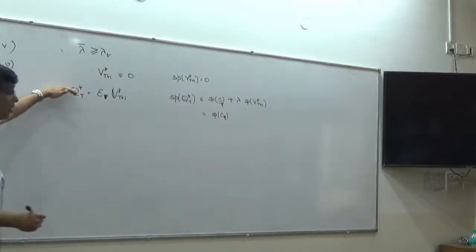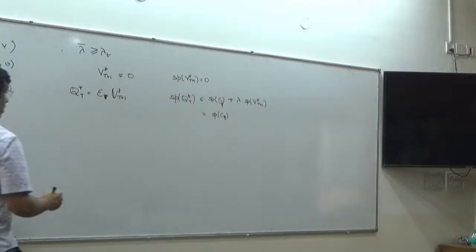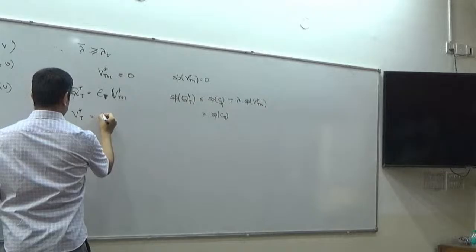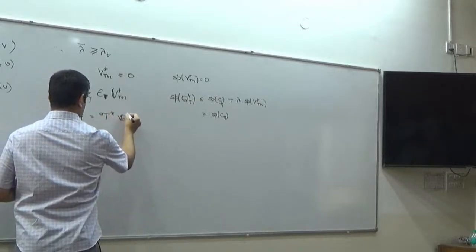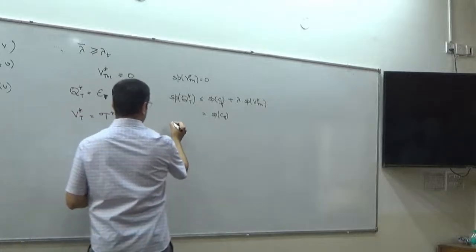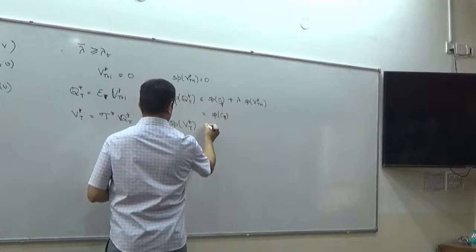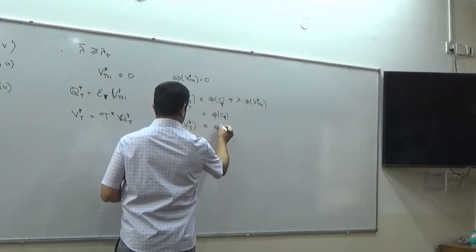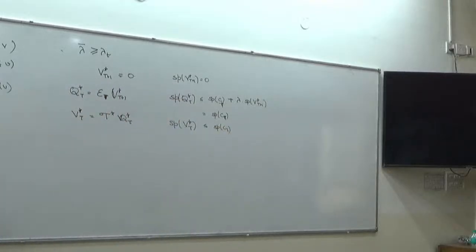I'll now apply the optimality operator. V star t is T star applied on q star t, and this will imply that span of V star t is less than or equal to span of q star t, which is span of Ct. Right? Let's now go forward.